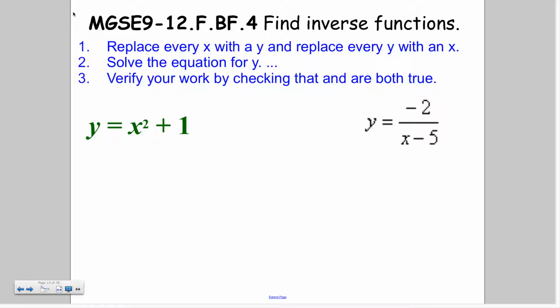And then our last step is to check that if we did the steps again, we would get what we started with. So we look at number 1. Our first step is to replace x with y and vice versa. To do that, we're going to have x is equal to y squared plus 1.